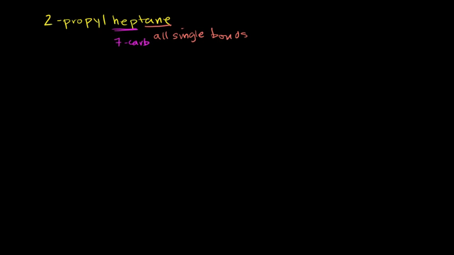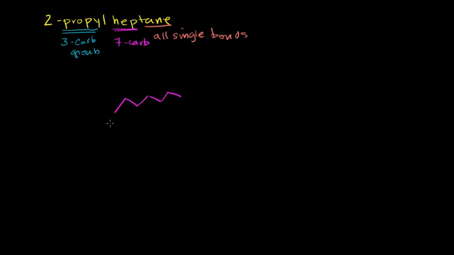Well, propyl tells us, what was the prop prefix? If methyl is 1, ethyl is 2, propyl is 3, butyl is 4. So this is a 3-carbon group. And it's going to be attached to the second carbon on the heptane. So let me draw the heptane chain. So we have 7 carbons. So 1, 2, 3, 4, 5, 6, 7.